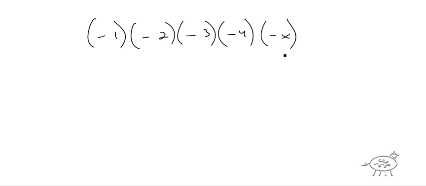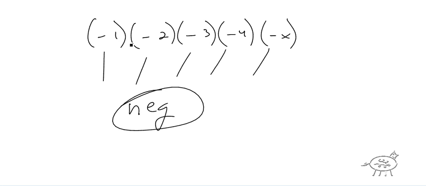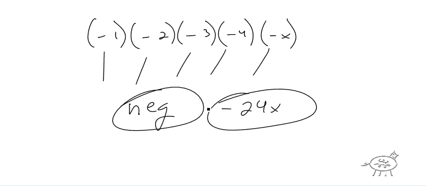I could do negative 1 times negative 2 times negative 3 times negative 4 times negative x. Let's count the negatives: 1, 2, 3, 4, 5. This is going to be negative, isn't it? So let's multiply the numbers together. 1 times 2 is 2, times 3 is 6, 6 times 4 is 24, and that's just a 1 there. So it's 24x, and of course it's negative. That's really not that bad.